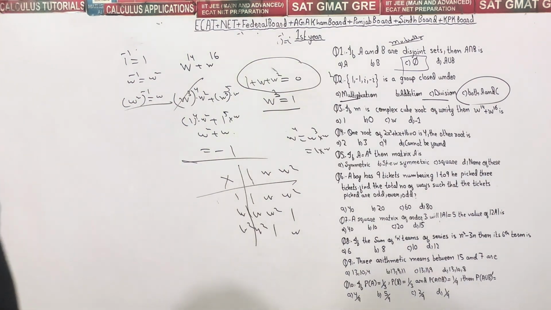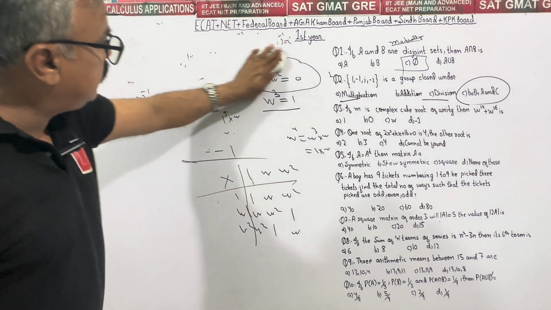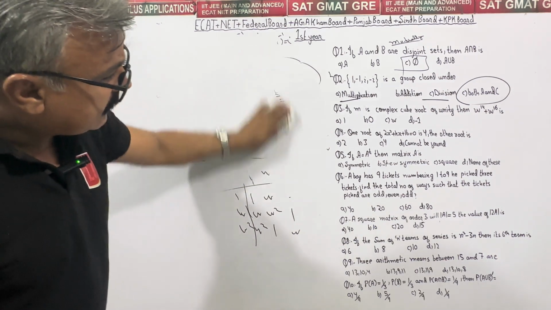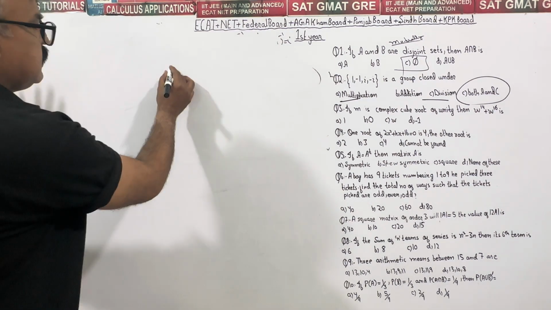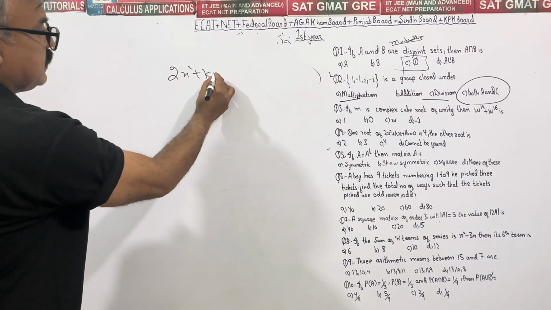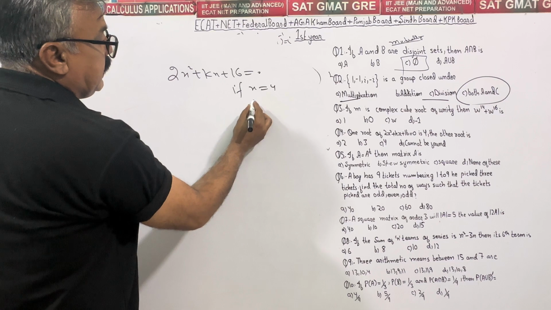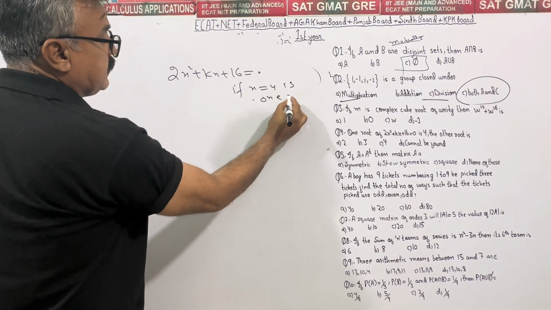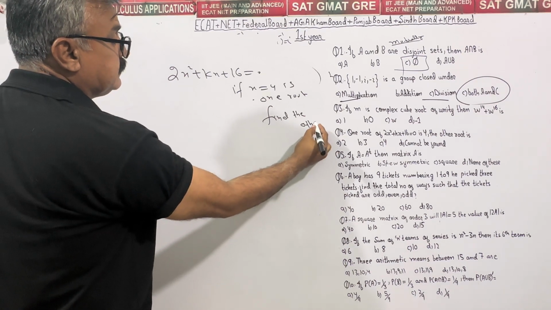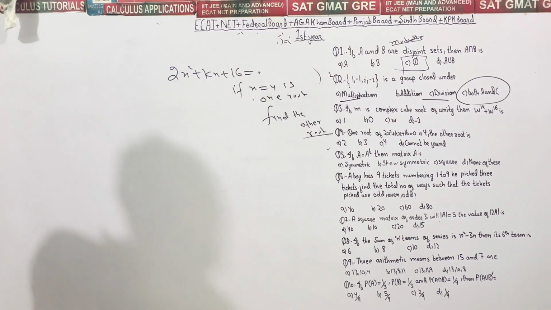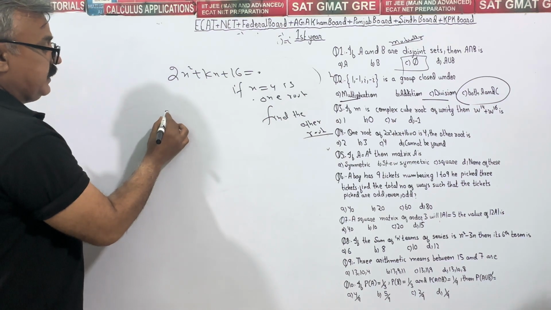I have given you extra mile in case of omega. Another good question based on quadratic equation: 2x square plus kx plus 16. If x is equal to 4 is one root, find the other root. Simple way, having no ability: put x is equal to 4 here.